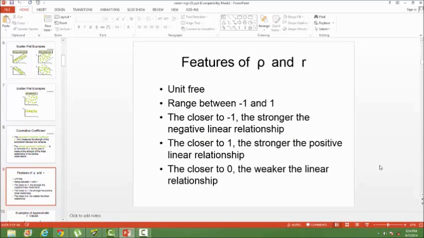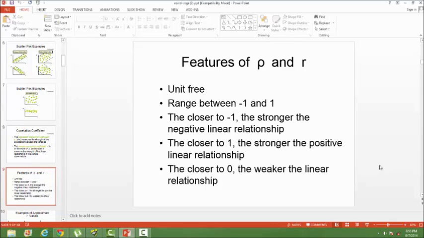So what are the common features of rho and r, not to be confused with each other? It actually depends on whether we have taken sample data or population data. In most cases we actually use sample data, so most of the time it will be denoted as r. The correlation coefficient is actually unit free. There is no unit.